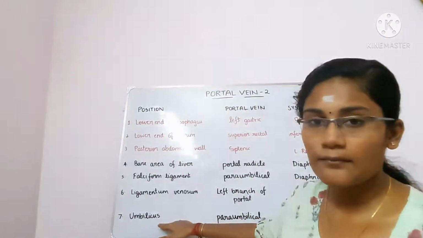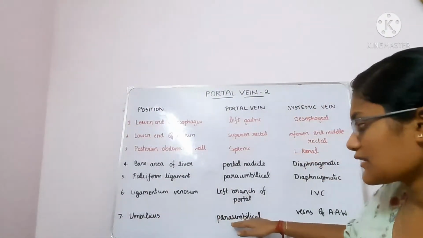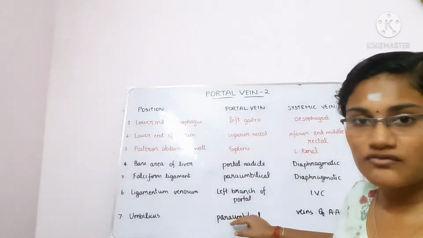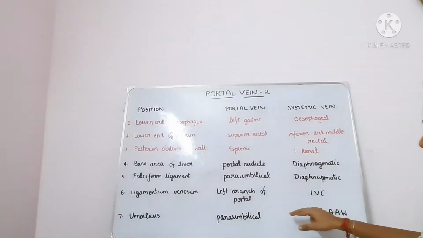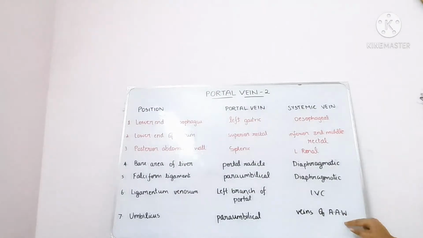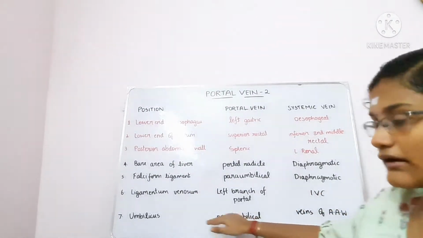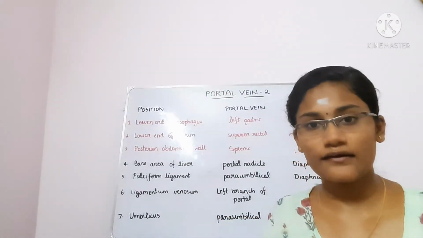And lastly, it is the umbilicus, and as I already told you, it is a paraumbilical vein which forms the portal part of this region, and the veins of the anterior abdominal wall will anastomose with the paraumbilical veins to form the site of portocaval anastomosis.